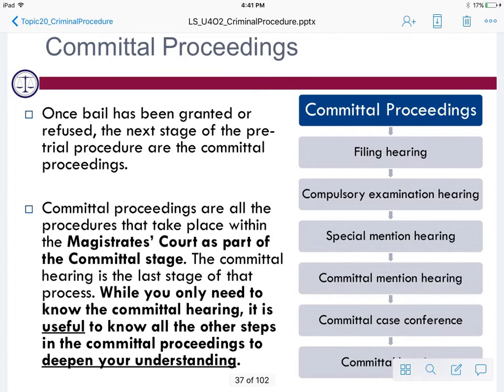The final pretrial proceeding we are going to look at is committal hearings. Once bail has been granted or refused, the next stage of the pretrial procedures are the committal proceedings. Committal proceedings are all the procedures that take place within the magistrate's court as part of the committal stage. The committal hearing is the last stage of that process. While you only need to know the committal hearing, it is useful to know all the other steps in the committal proceedings to deepen your understanding.